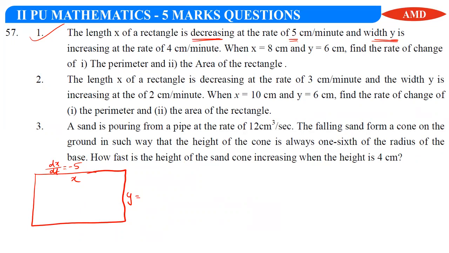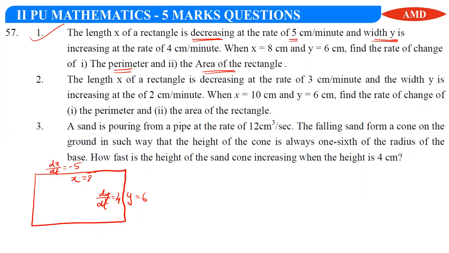And the width y is increasing at the rate of 4 centimeters per minute. Since it is increasing, I'll write dy by dt is equal to 4. Since it's increasing, it is positive, I have written. Now, when x is equal to 8 and y is equal to 6, find the rate of change of perimeter and the area of the rectangle. So there are two questions.